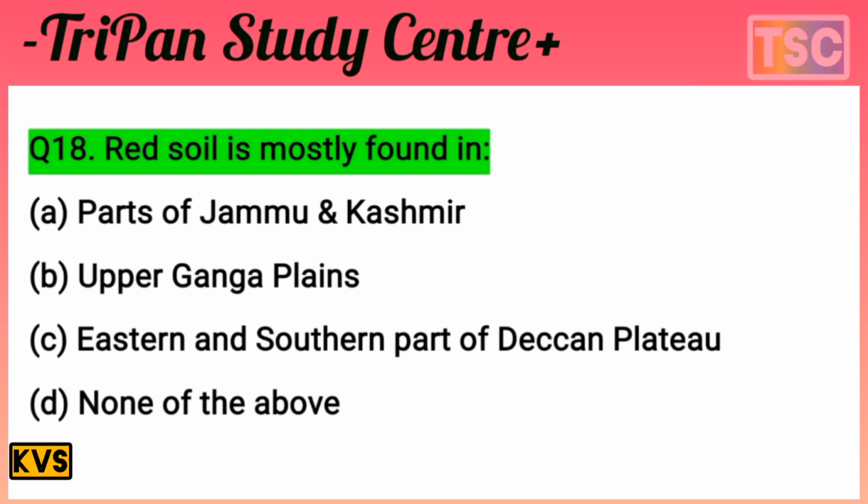You must have thought of your answer. Let's see what our answer is. Red soil is mostly found where? Parts of Jammu and Kashmir have no red soil, the upper Ganga plain has no red soil, and none of the above is cancelled. The answer is C: red soil is mostly found in the eastern and southern part of the Deccan plateau. That's an important answer for the exam.